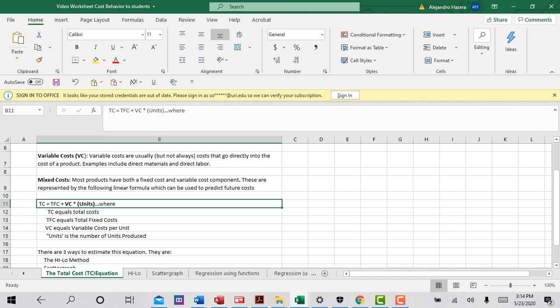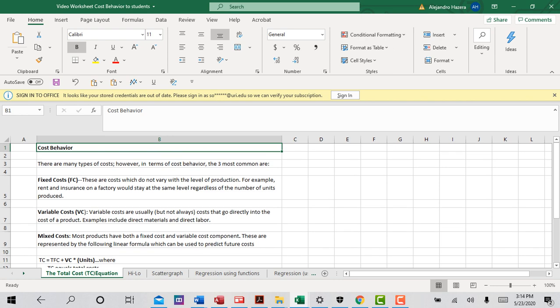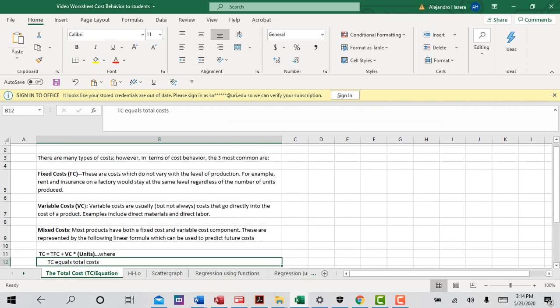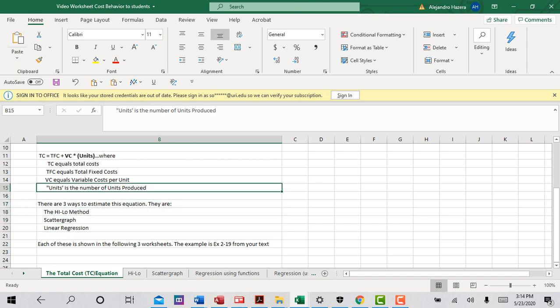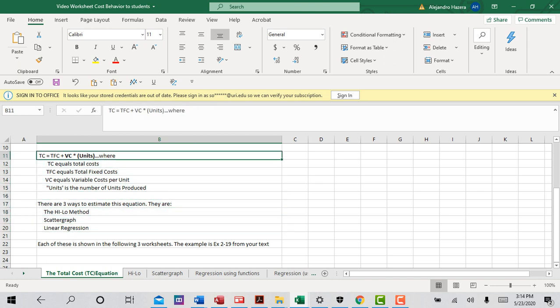Okay, and we'll be doing an example of this. So the objective of these two videos, I'm going to start with the high-low method. The objective of these is going to be to estimate this equation. And why do you want to estimate this equation? You want to estimate the equation because you want to be able to forecast, going out into the future, how much your total costs are at certain levels of production. So that's going to be very important, and we'll get into that. Okay, so anyway, let's do this.